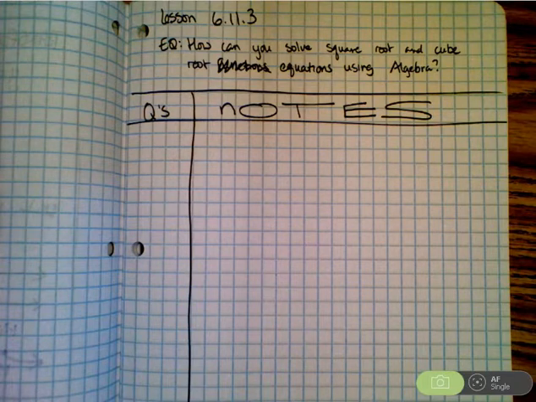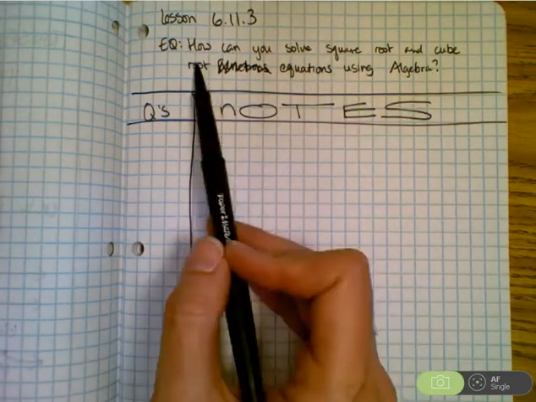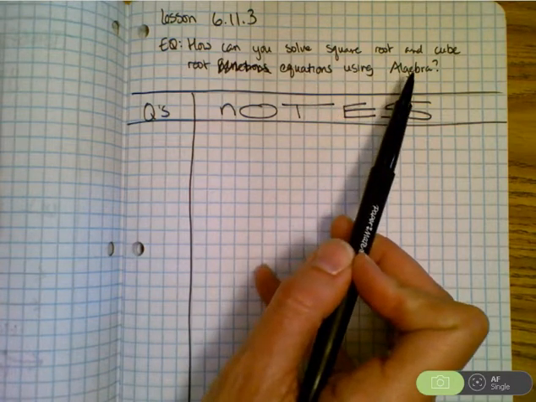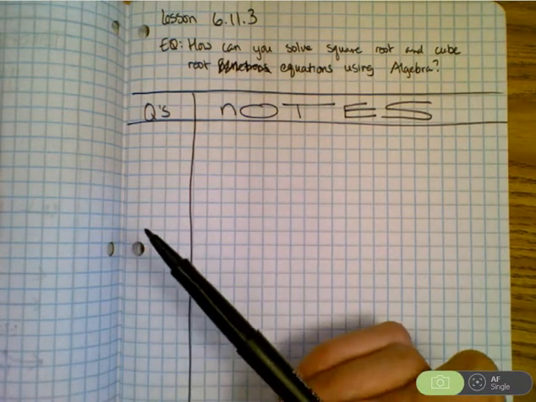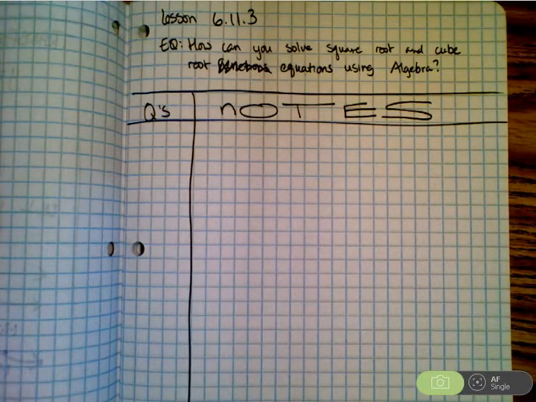Today we will be looking at how you can solve square root and cube root equations using algebra. So we've been going back and forth with exponents and roots, and today we're going to look at just how we solve equations if we have roots in them, or if we have those fractional exponents, which we know we can change into roots.